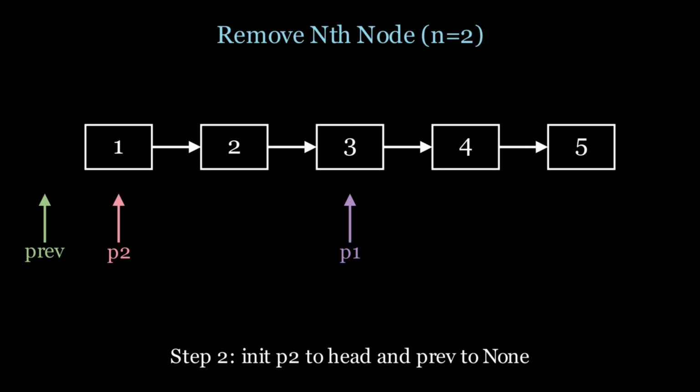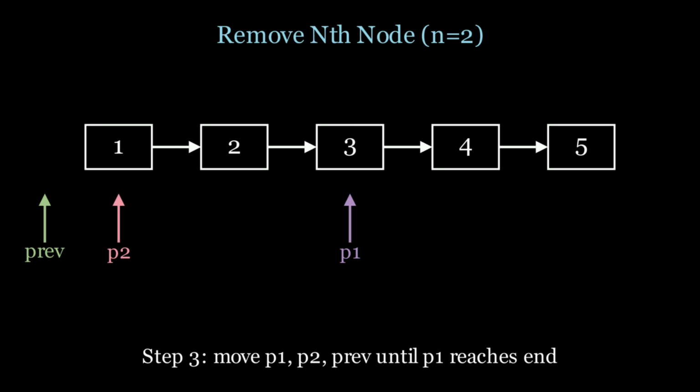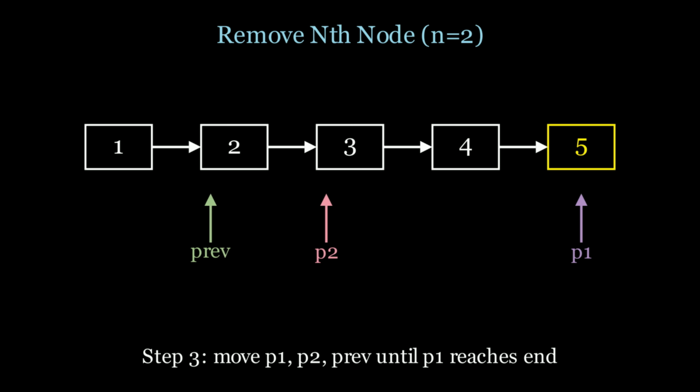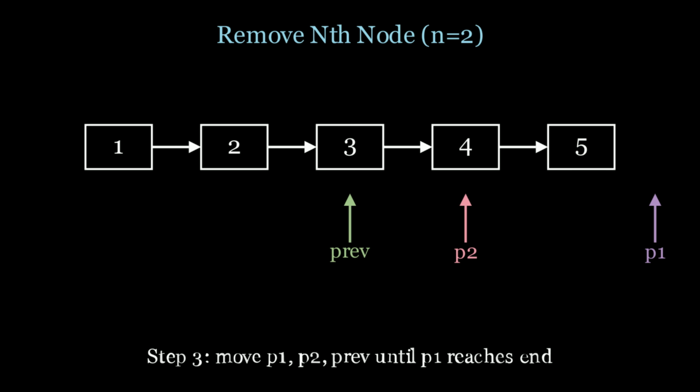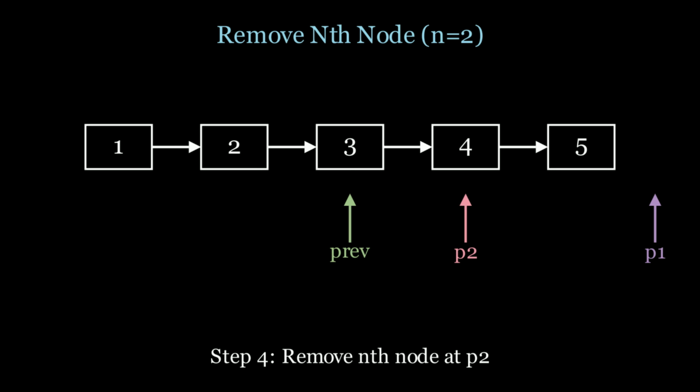Now let's move p1 till the end of the list. This is gonna be moving it m units, right? And we just saw if we move p1 and p2 m units, p2 should be equal to the node that we want to delete. And so let's move p1 again. Prev and p2 move along. Let's move p1 again. p1 is now null, so we stop the iteration. And this actually means we found the nth node from the end. We should remove node 4.